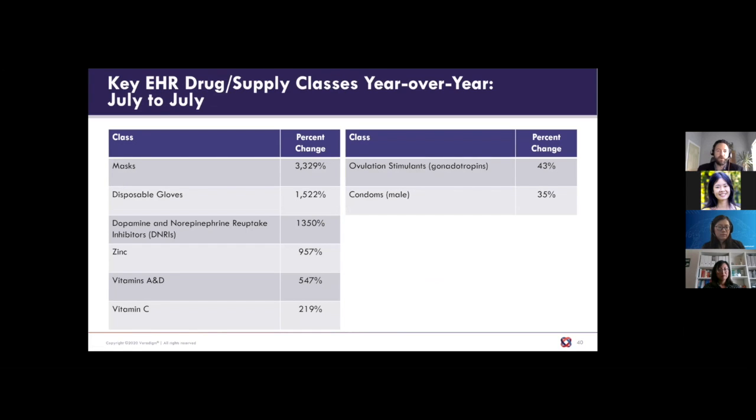And here's just a real quick snapshot of some key utilization changes we are seeing in our EHR. Obviously we're seeing a massive uptick in utilization of masks and gloves and those types of PPE. We're also seeing a big uptick year over year. Again, this is July 2020 versus July 2019. Increase in DNRIs and vitamin supplements, specifically zinc, vitamin A, D, and C.